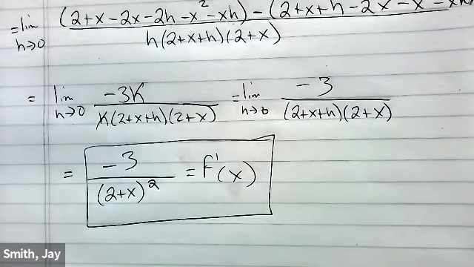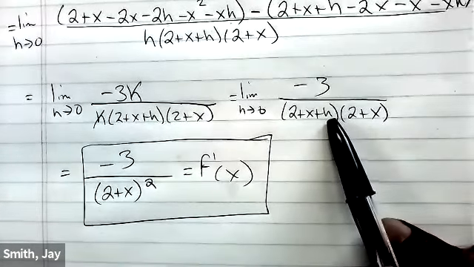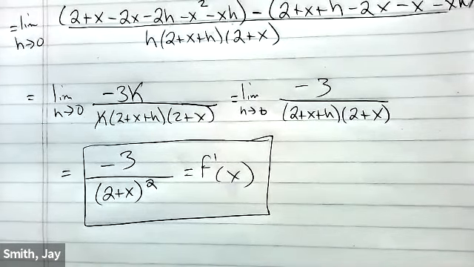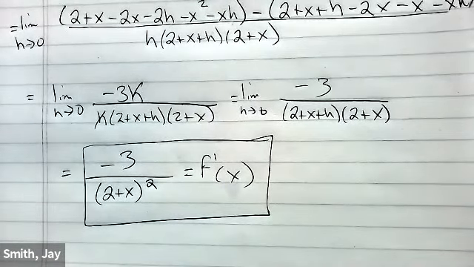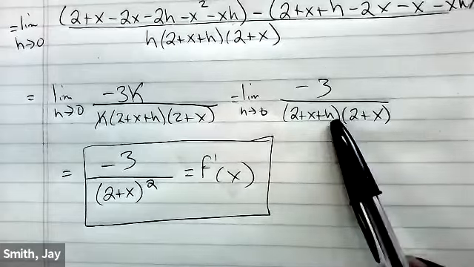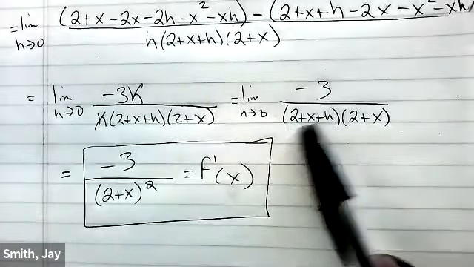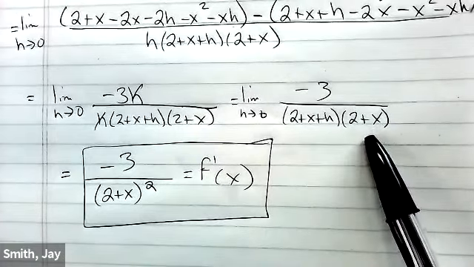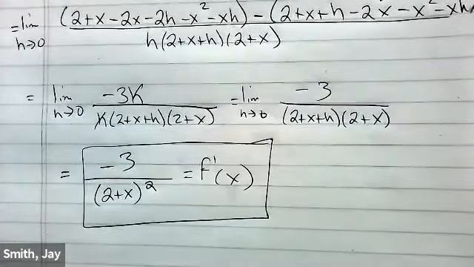Just to be clear, in case anybody has a question, this h becomes 0. So we're left with just 2 plus x plus 0, or just 2 plus x. So we have 2 plus x times 2 plus x. By definition, that's 2 plus x squared.